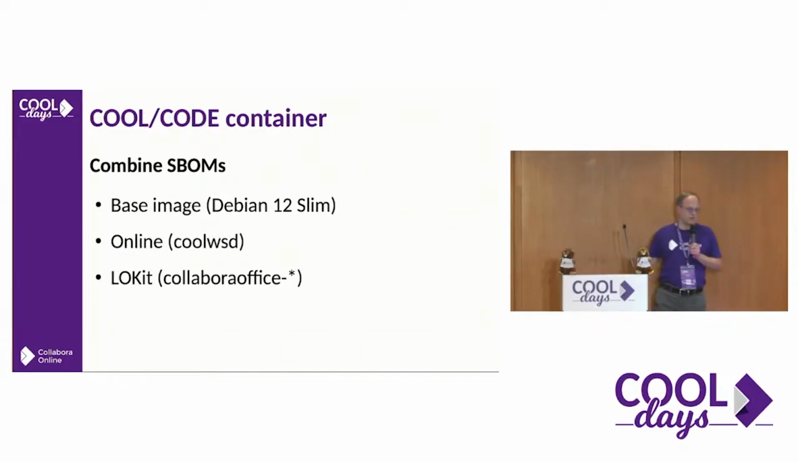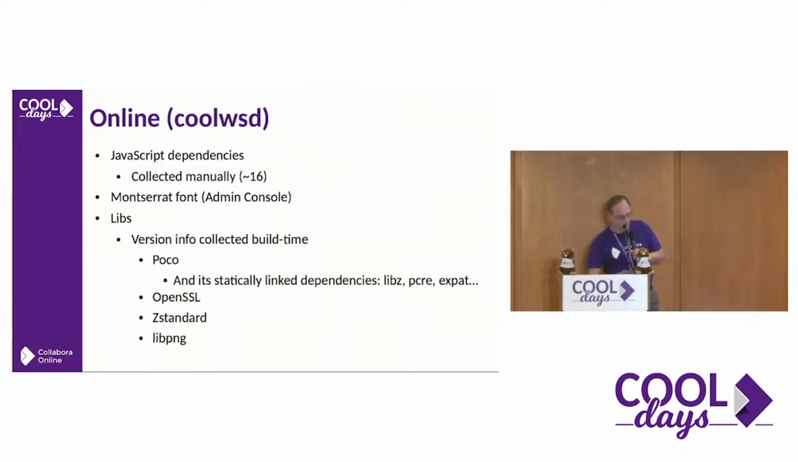So the idea to generate the SBOM for the CODE container is to combine 3 SBOMs. One for the base image, which is a standard Debian 12 Slim, and we would have one SBOM file for the coolwsd part, for the online part, and for the LibreOffice kit, which is made of several packages. So for the online part, we also have 2 major components there, the JavaScript and the C++ libraries.